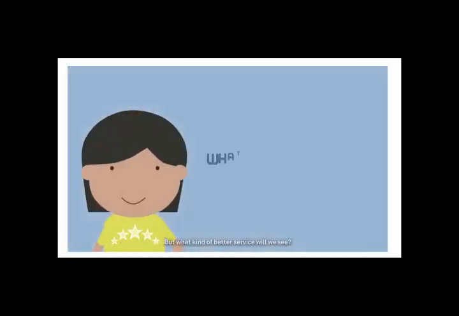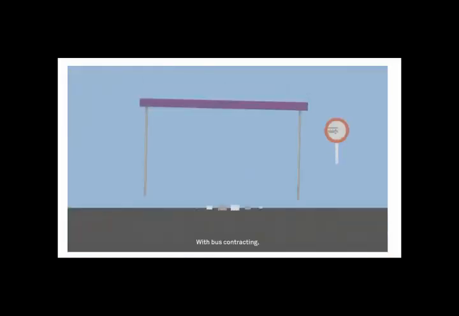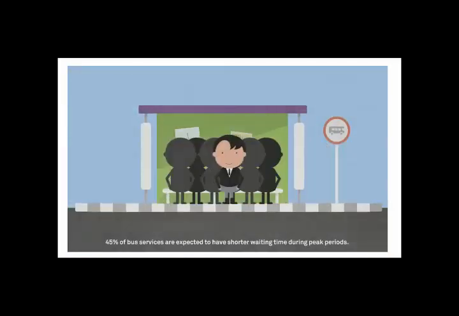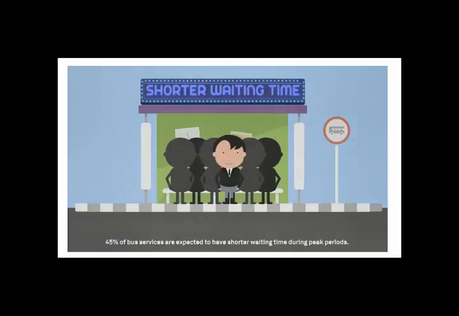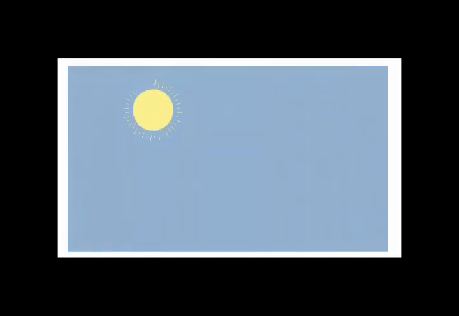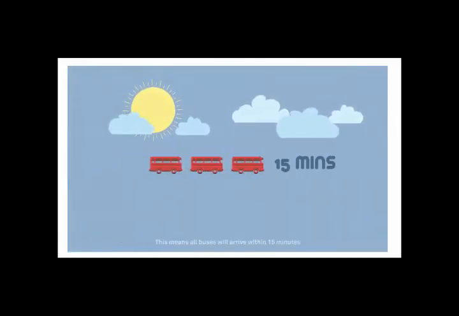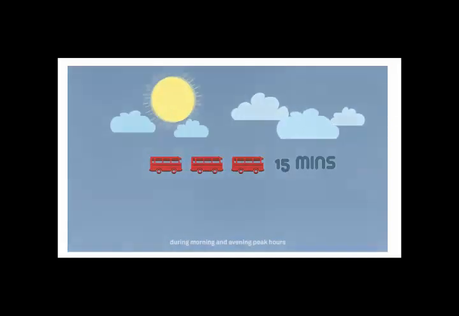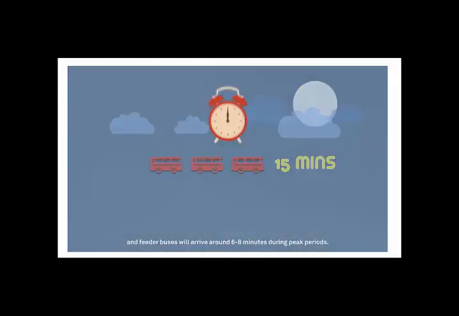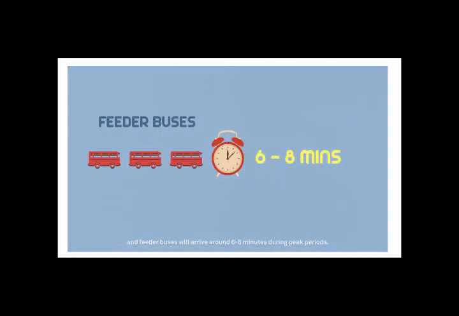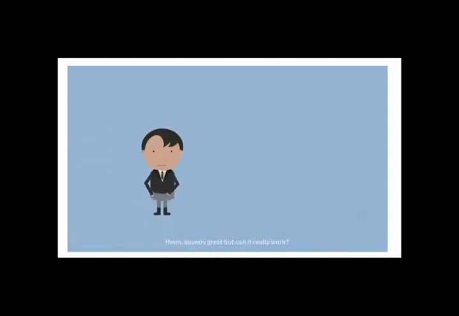I see. But what kind of better service will we see? With bus contracting, 45% of bus services are expected to have shorter waiting time during peak periods. This means all buses will arrive within 15 minutes during morning and evening peak hours, and feeder buses will arrive around 6 to 8 minutes during peak periods. Sounds great. But can it really work?